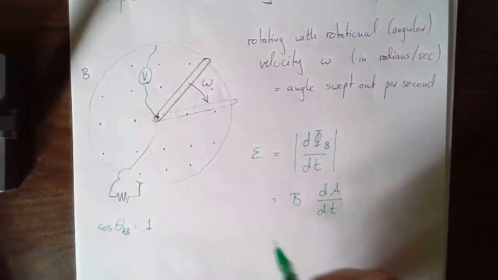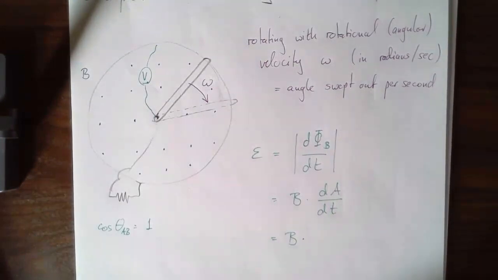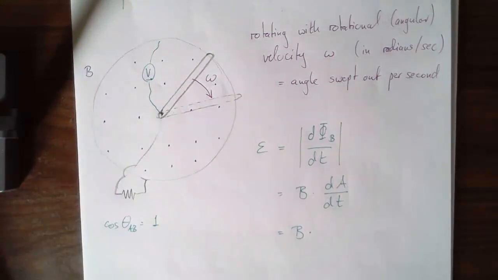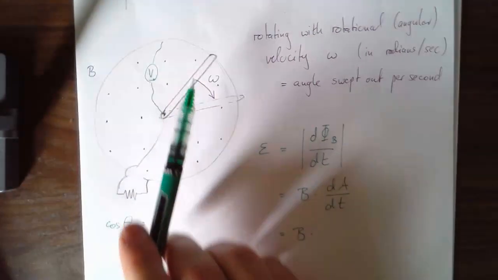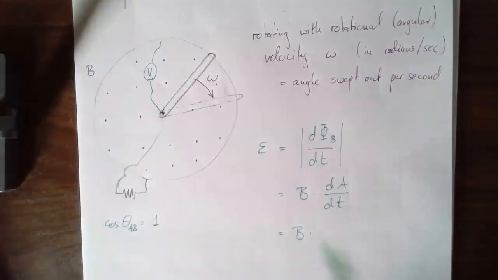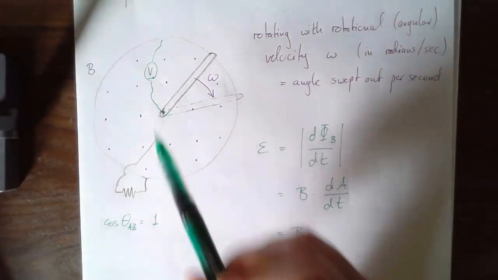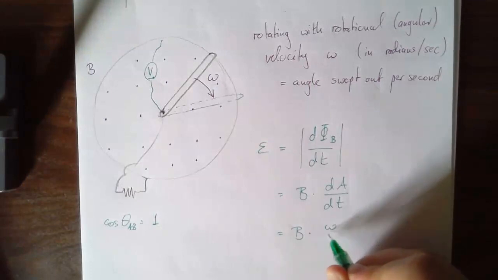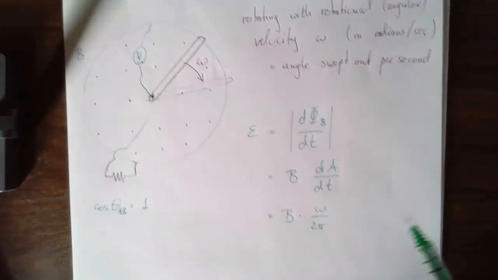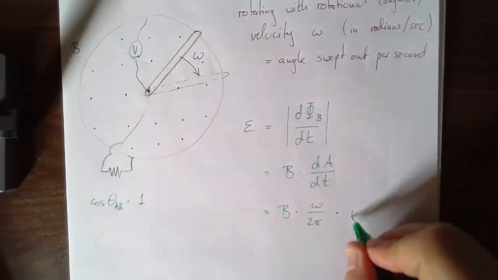It's going to be B times, okay, so now I have to think about this. The easiest way to figure out what the area of this is is to ask, well, what fraction of the total is it? So all the way around, it's 2 pi. So I'm going to take omega over 2 pi. That is the fraction of the circle that's swept out. I'm going to multiply by the area of the circuit.